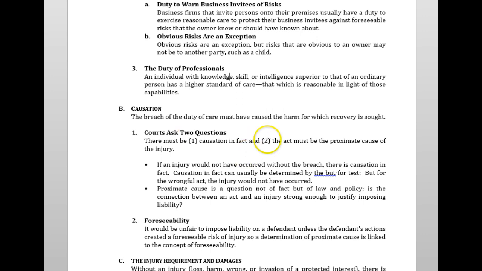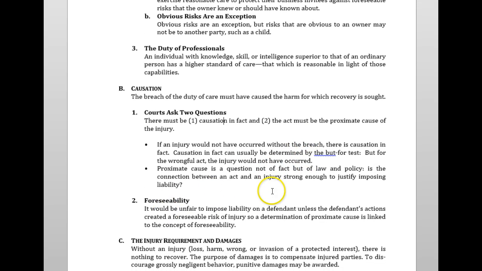There are two questions the court's going to ask. Causation in fact: if it wasn't for the breach, would there have been an injury? And that's rather obvious. The other one is called proximate cause, and that's a question not of fact but of law. Is there a strong connection between the breach, the cause, and the injury? Is that very strong? And that will be looked at by the courts.